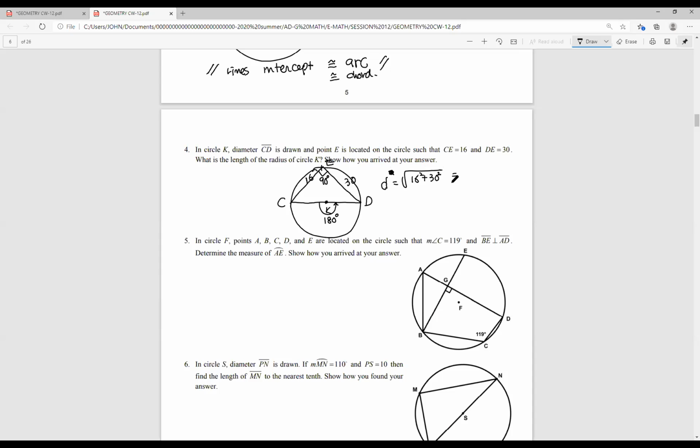Is it okay? So how much is this one? How much, can you see that? Sixteen squared is what? 256. 30 squared is what? 900. When you calculate this one, 1156. What is the square root of 1156?